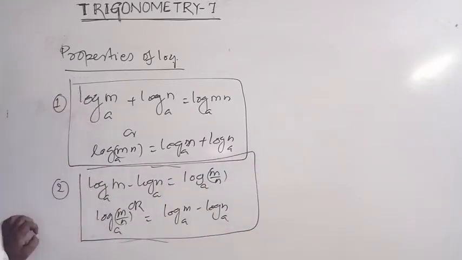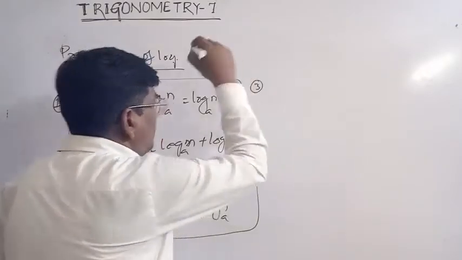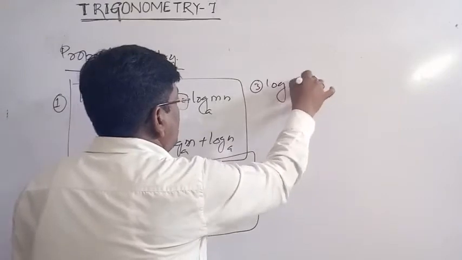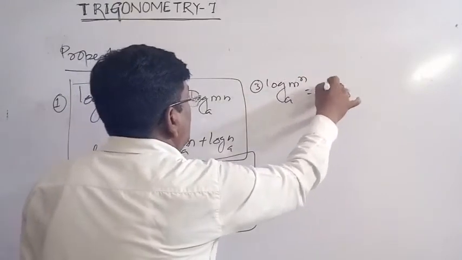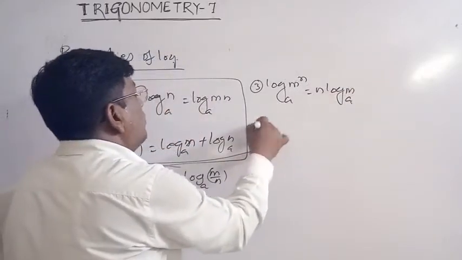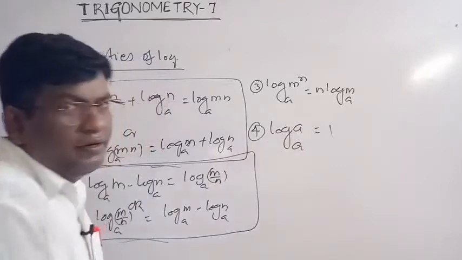Okay, now property number 3 is what? Property number 3, log m to the power n base a is equal to n into log m base a. Property 4, log a to the base a is equal to 1.